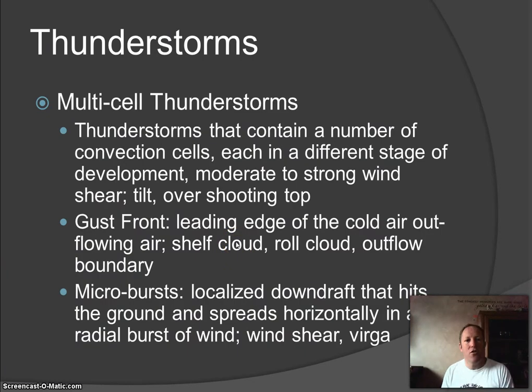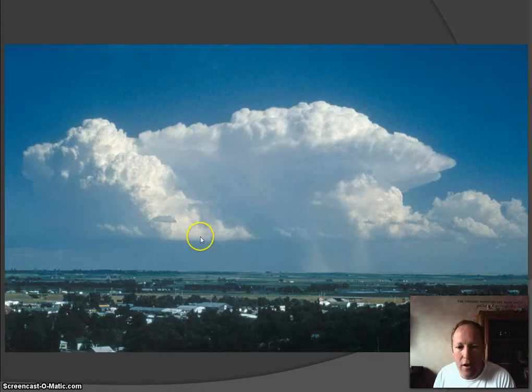Multi-cell thunderstorms are thunderstorms that contain a number of convective cells, each in a different stage of development, with moderate to strong wind shear, so they tilt. The thunderstorm is leaning, and there's an overshooting top. That means a very unstable air mass. The gust front is the leading edge of the cold outflow air. Shelf cloud, roll cloud, and outflow boundary are all things that are common with a gust front. And then we also have microbursts. This is a localized downdraft that hits the ground and spreads out horizontally in a radial burst of wind and wind shear, or virga.